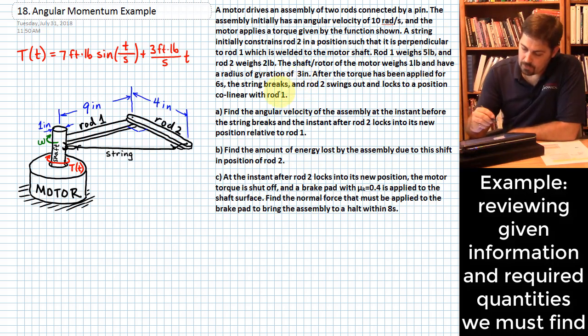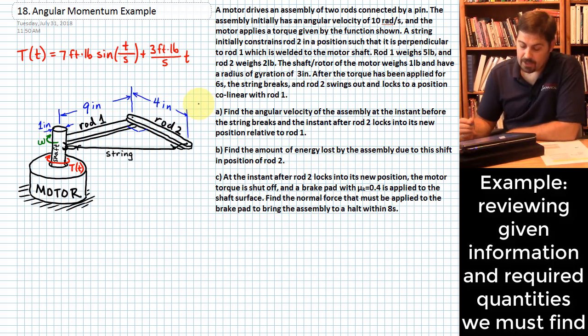Okay, so then what we're told here is that after the torque has been applied, that's this torque function over here, after it's been applied for 6 seconds, the string is going to break. And then rod 2 is going to swing out, and once it swings out, it will lock into a position such that rod 1 and rod 2 are actually collinear with one another.